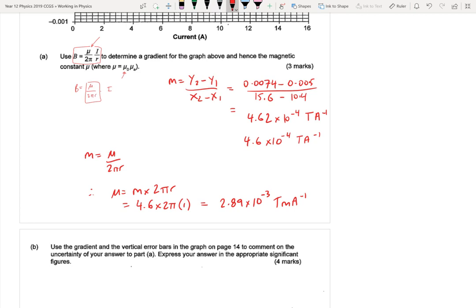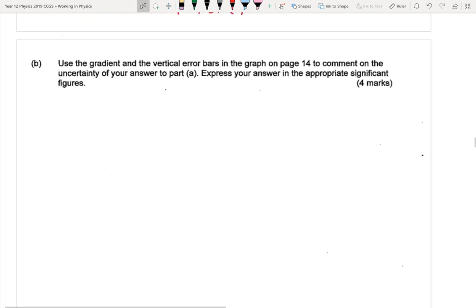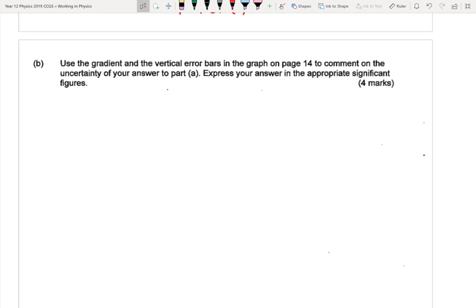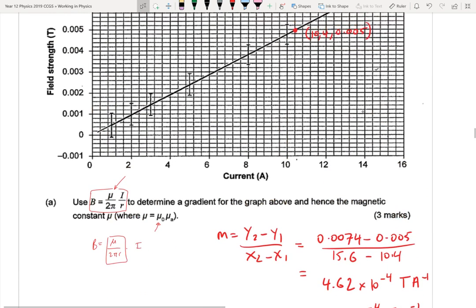Now, here's where stuff gets tricky. Next page, gentlemen, have a look. This is very poorly worded. This is my opinion and does not reflect that of the School Curriculum Standards Authority. Use the gradient and the vertical error bars on page 14 to comment on the uncertainty of your answer to part A. Use the gradient, find the uncertainty. All right? So, maximum and minimum. Now, 4 marks. I'm going to time myself. I read the question. Stopwatch out. Let's see how long it takes. It's going to be more than 4 minutes. That's why I don't like the marking allocation.